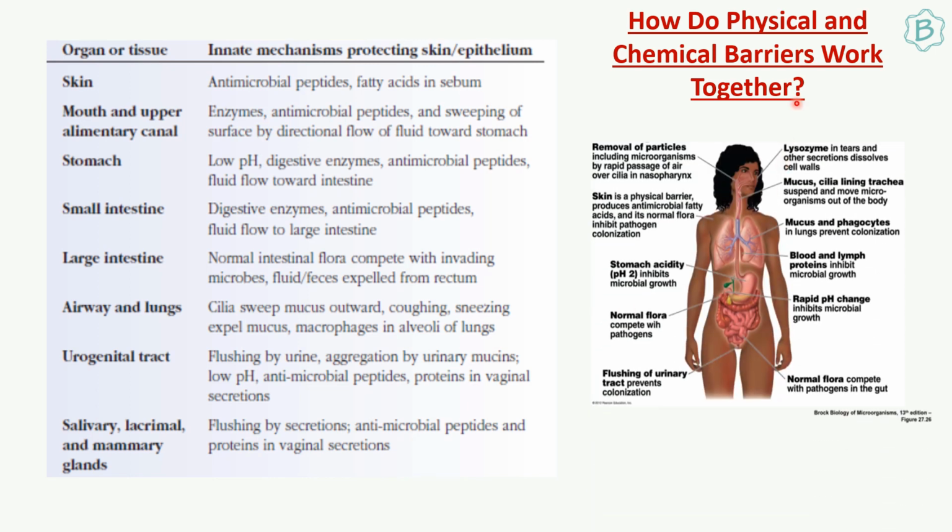So this figure over here is showing you exactly which organ is present where and how they are contributing to innate immunity. Their mode of action is being shown over here in detail. So you could refer to this diagram. It will help you in developing a better understanding of what we have seen till now.